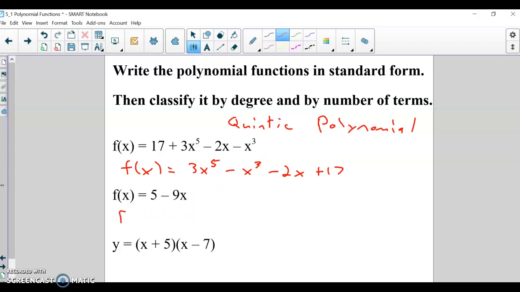Next one, writing it in standard form, you'd put the x to the first, and then the 5 constant last. Okay, and then the 2 names, these are really important names to know actually. Binomial, you'll hear me say that a whole bunch. That just means 2 terms, 2 parts. And first degree is linear, which hopefully you already know.